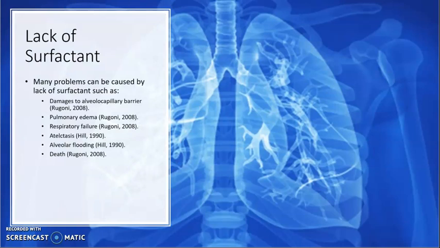When surfactant is missing, many problems can be caused. Rugoni says in his study that when surfactant is missing, damages to the alveolar capillary barrier are very possible. It can result in pulmonary edema, respiratory failure, atelectasis, alveolar flooding, and even death. Surfactant is essential for the well-being of the lungs, as we can see with this entire list of problems that can occur when surfactant is missing.